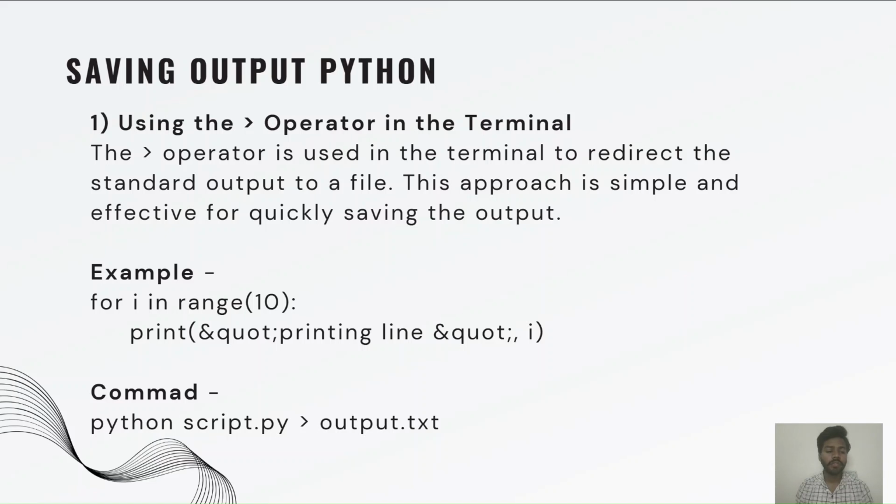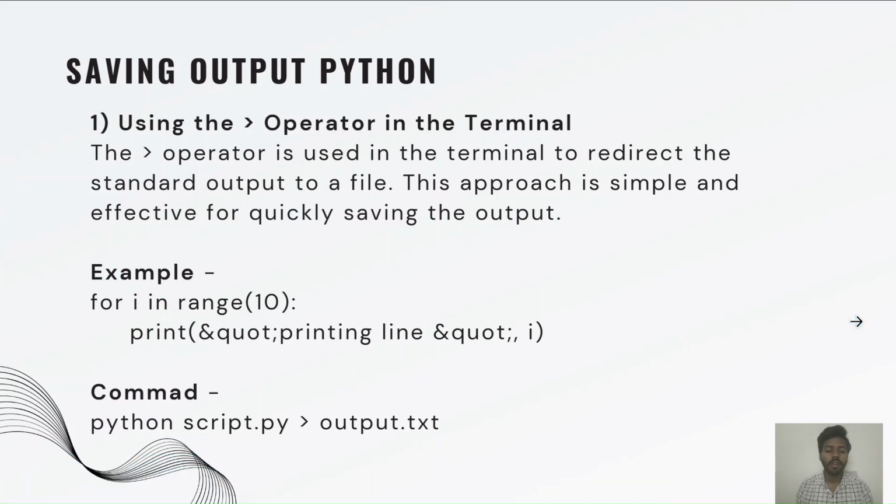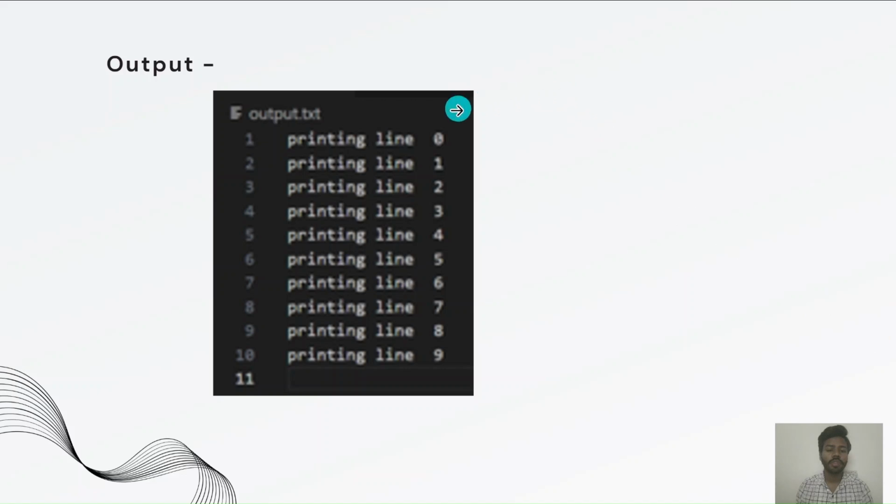For example, we have for i in range(10), print a line with the value of i. The command we use to save the output here is python script.py > output.txt. Now we get output like this: print line, and the index of i is from 0 to 9, so here you can see 0, 1, 2, 3, 4, 5, 6, 7, 8, 9.